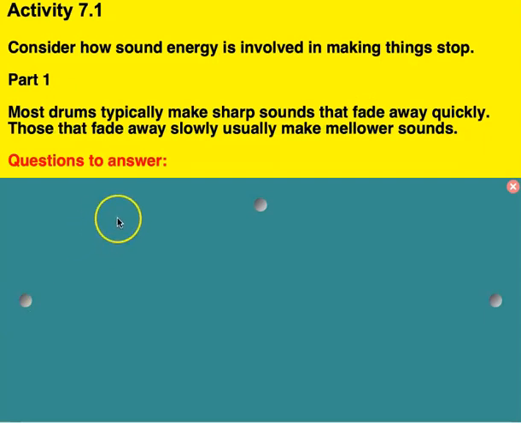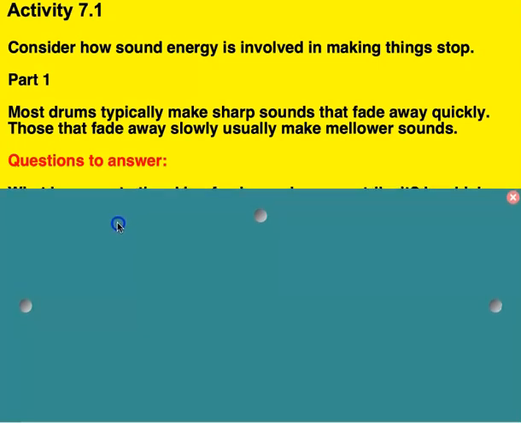So let's get started with the answers, because you've already worked through the guide and you've already answered everything. This video is designed to help make sure you have the correct answers for the test. Cool. So consider how sound energy is involved in making things stop. Most drums typically have sharp sounds that fade away quickly. Those that fade away slowly usually have mellower sounds. So let's start to explore this.